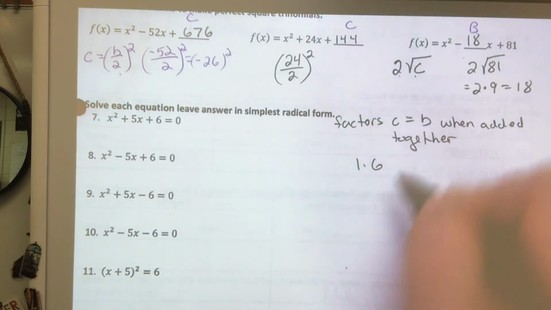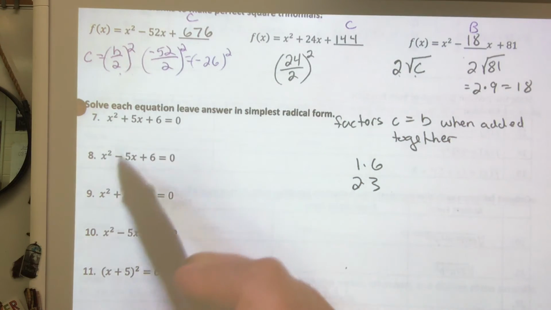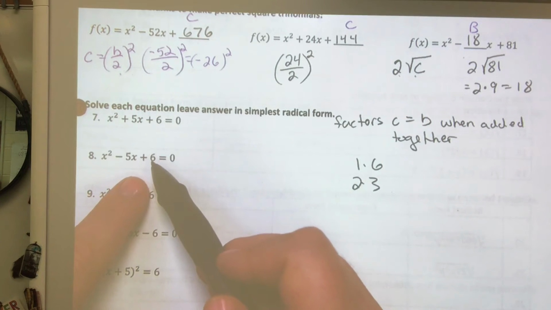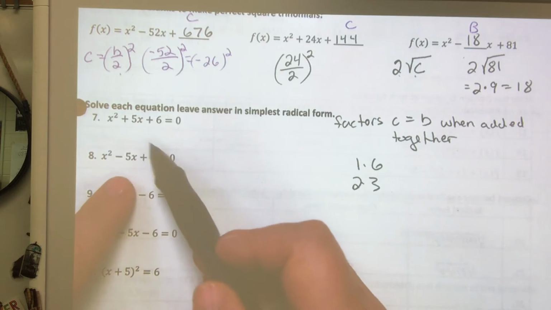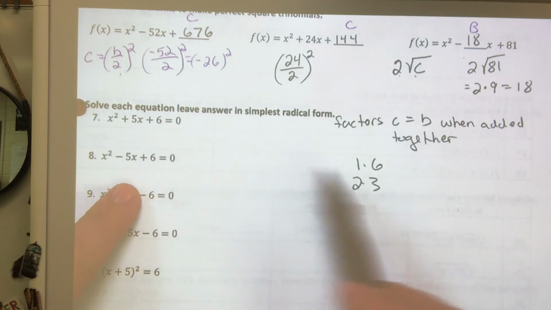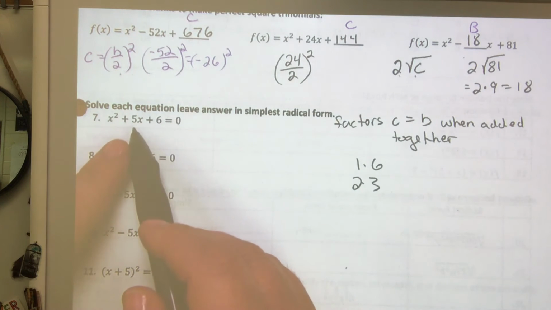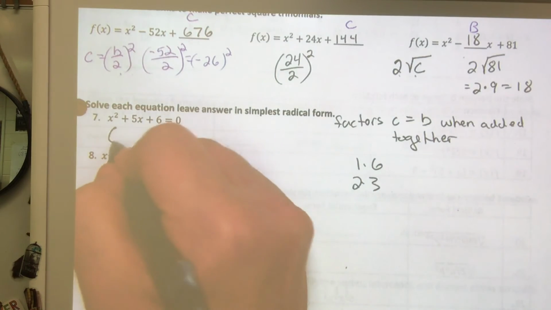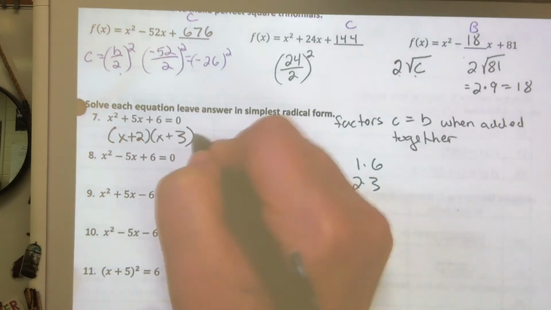So I have 1 times 6 and 2 times 3. I have to see which ones, when I multiply, for the first two, are going to be positive. I need a positive 6 when I multiply, so I can either have plus times a plus or minus times a minus. Since B is positive, the only way to get a positive 5 and a positive 6 would have to be a positive 2 and positive 3. So this one would be x plus 2, x plus 3 equals 0.